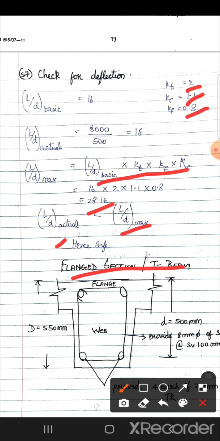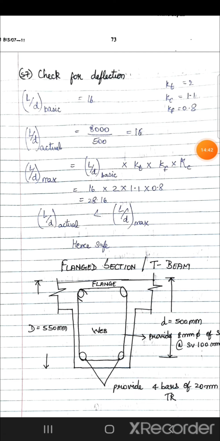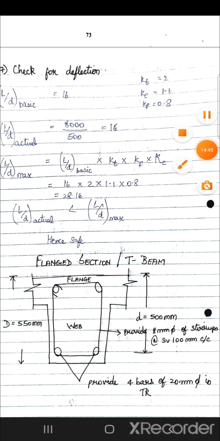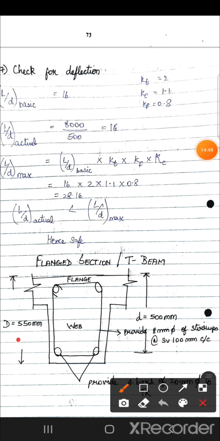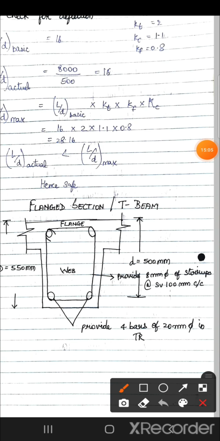This is the flange section diagram. Here we must show the data which we have found so far. So now the overall depth is 550, the effective depth is 500, and we have provided 8 mm dia stirrups, spacing 100 mm center to center. Tension reinforcement is at the bottom. We have provided 4 bars of 20 dia.